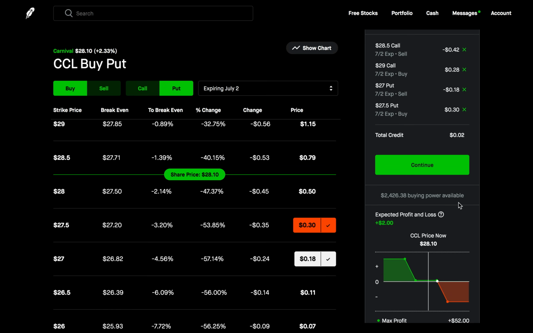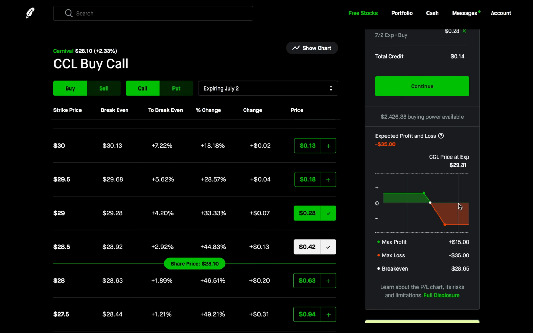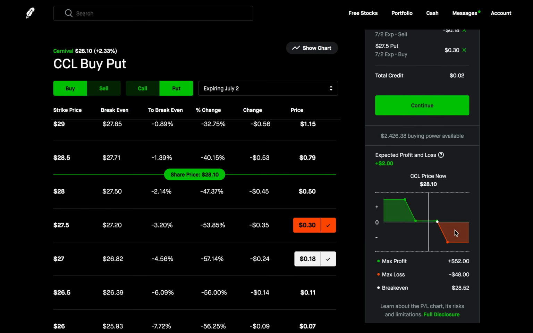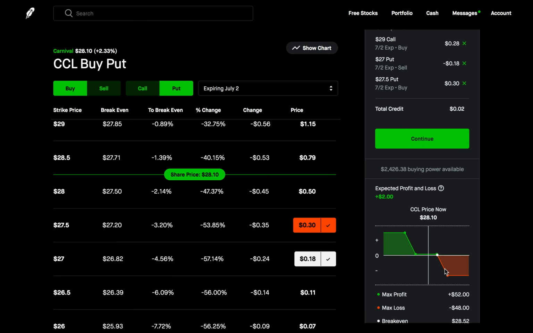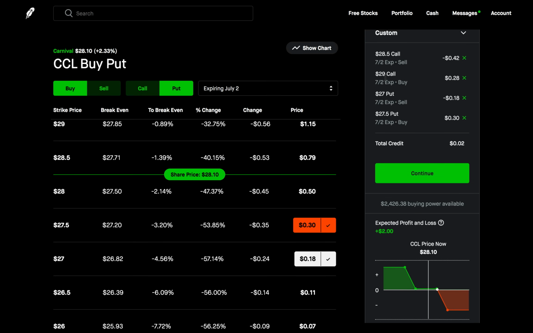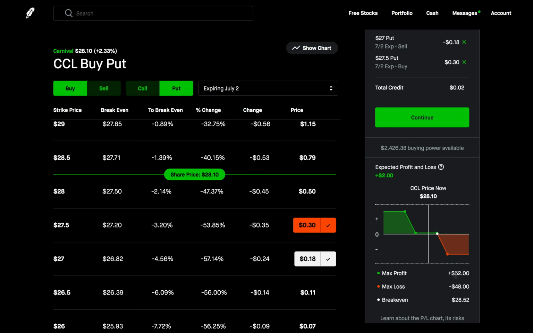To calculate your max profit, which again went from being only $15 with just a regular call credit spread to now $52 here, you just take the highest call strike, which is 29, minus the lower call strike, 28.50, times 100, that's 50. And then again, depending on whether you're paying a debit here or receiving a credit, you would subtract the premium paid or add the credit received. So since we're getting a credit, we would add $2 to that. So 50 plus 2 is $52. That's our max profit.